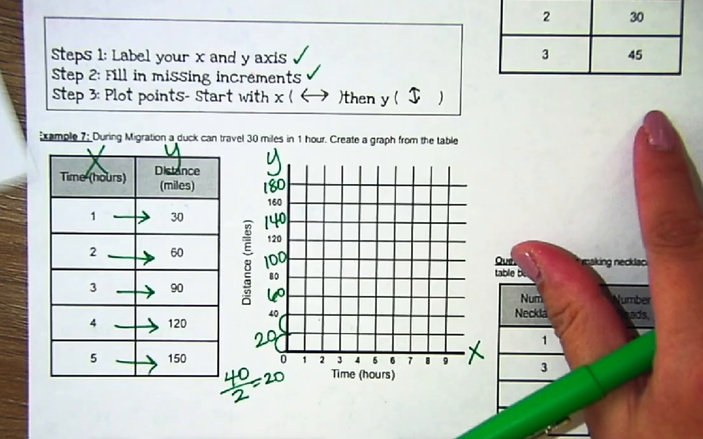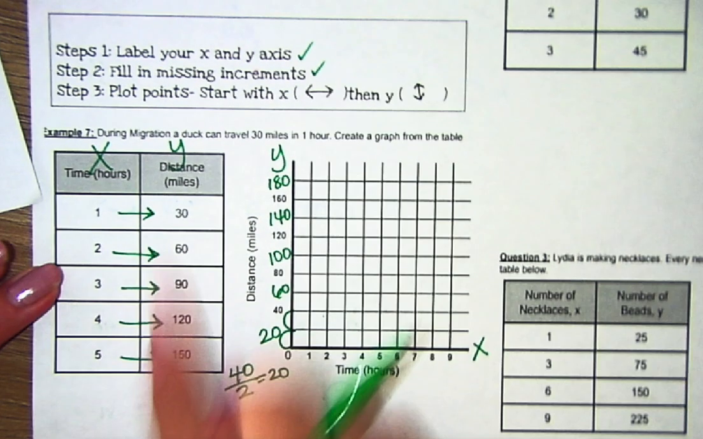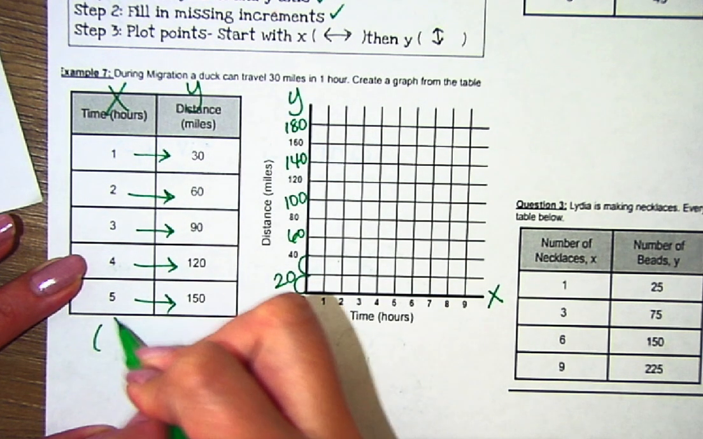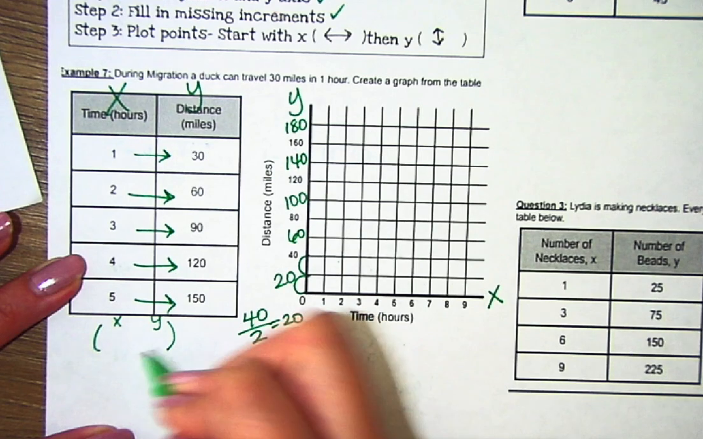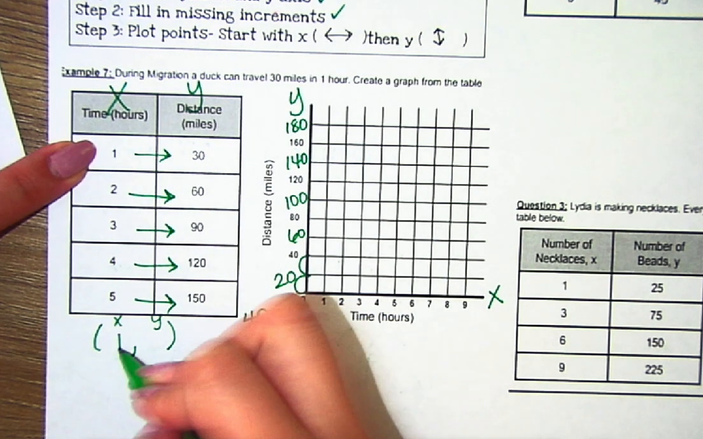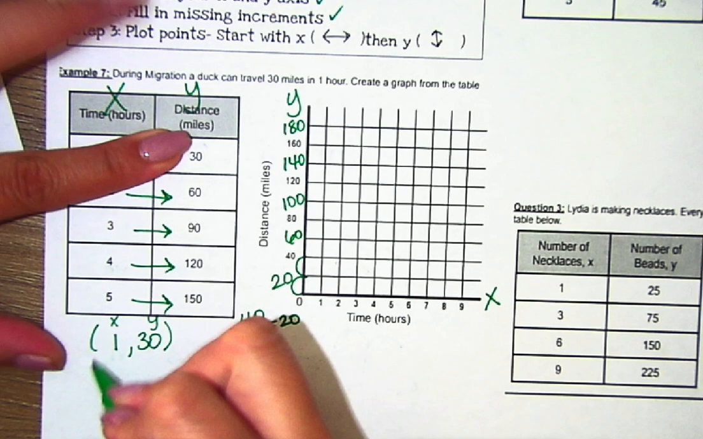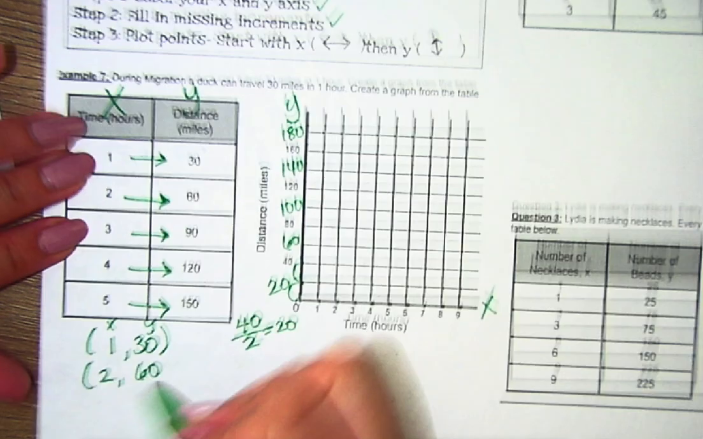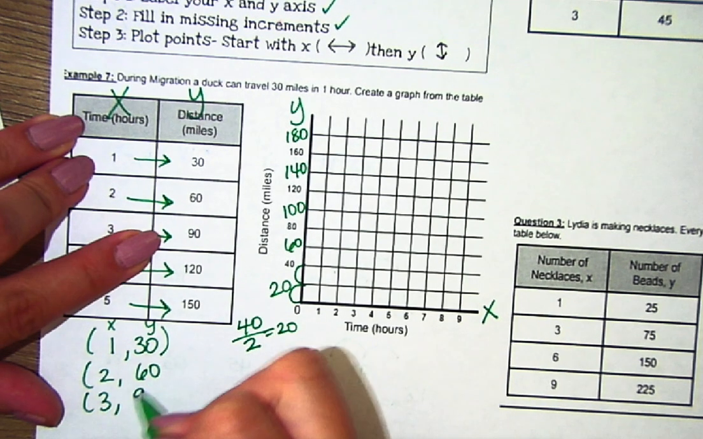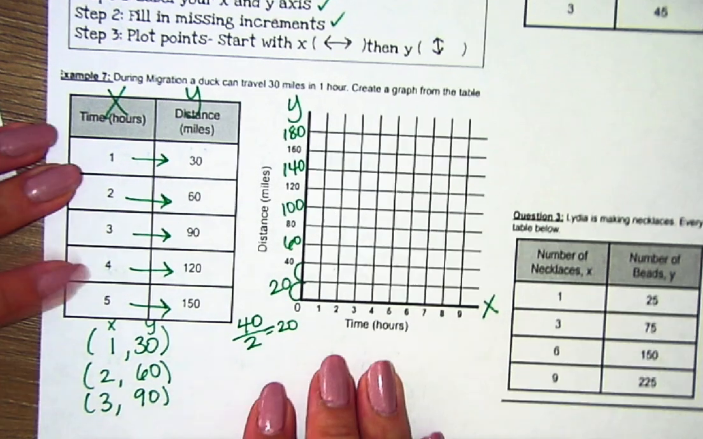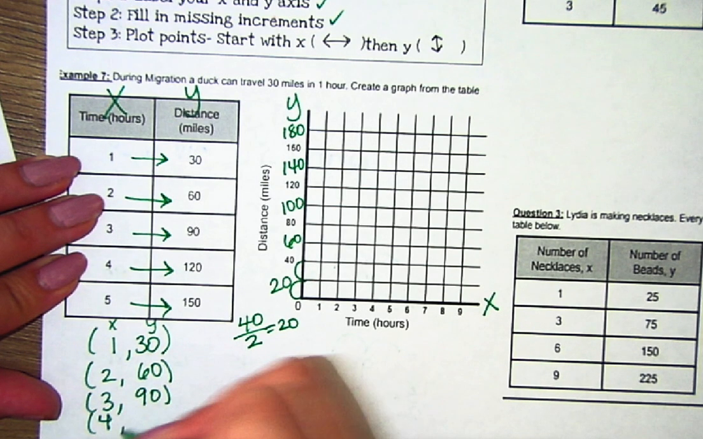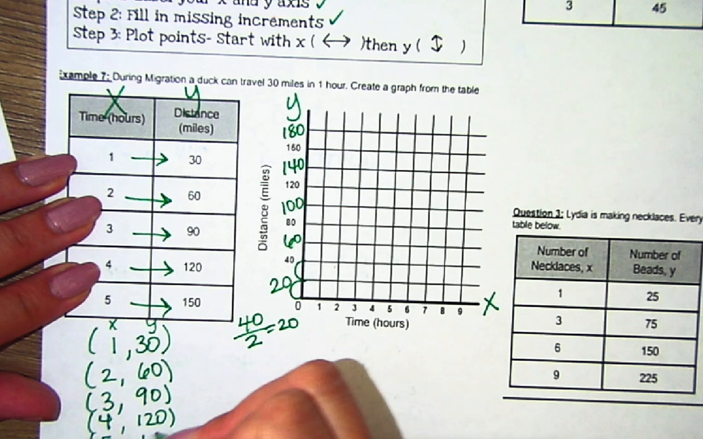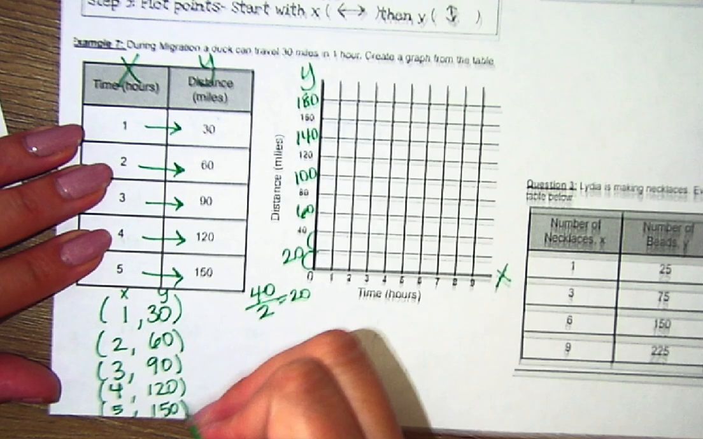Okay, so I am going to create points out of this graph. You always start with your X first and your Y. So my first point is 1 and 30. My second point is 2 and 60. My third point is 3 and 90. My fourth point is 4 and 120. And my fifth point is 5 and 150. Oops, I'm running out of space.